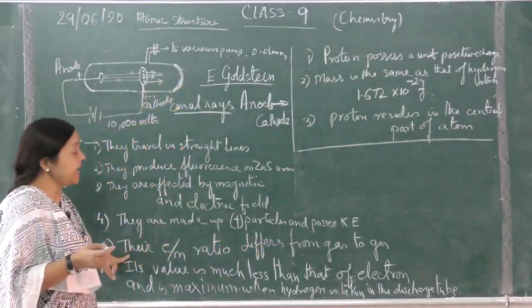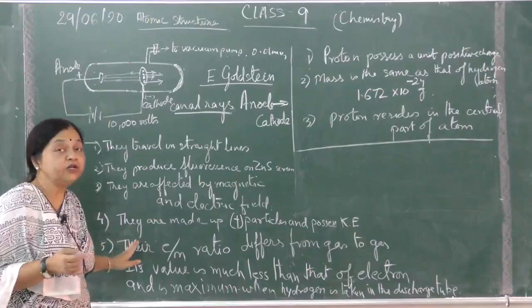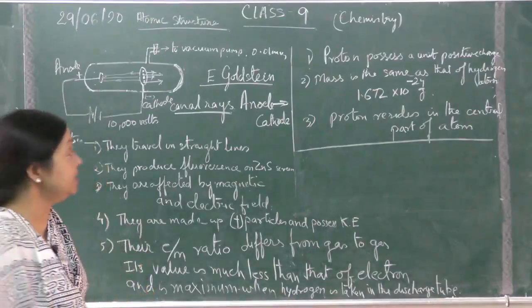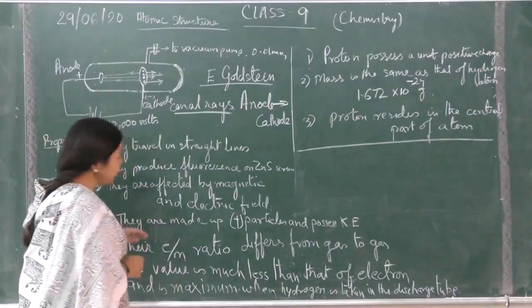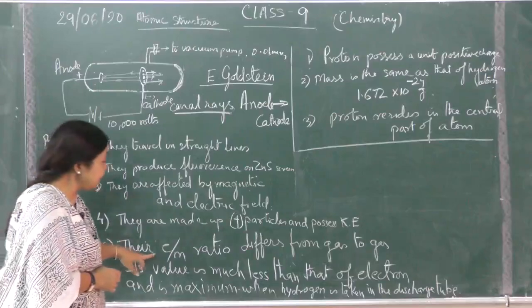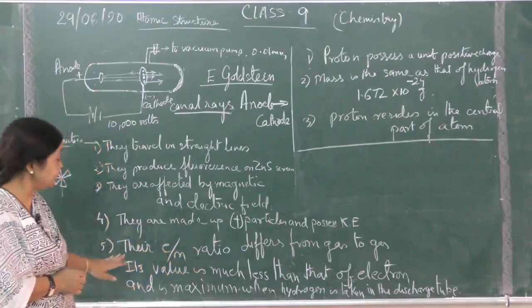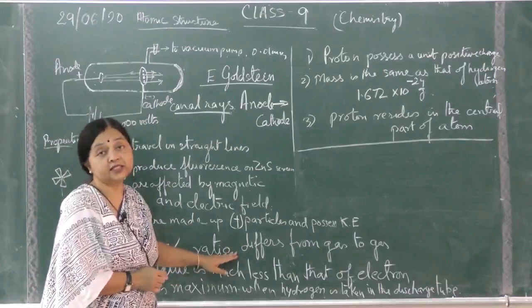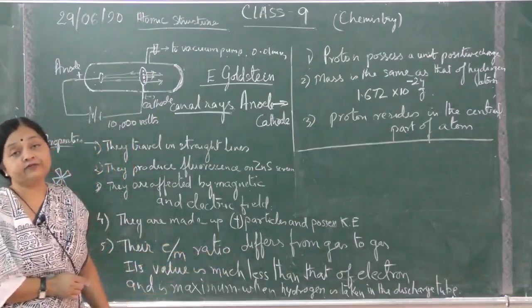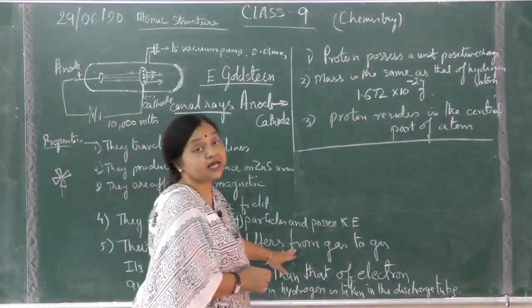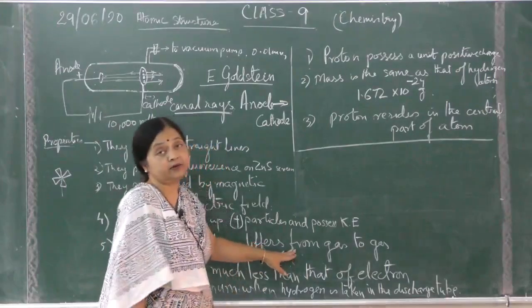Their e/m ratio is another difference. They don't produce X-rays. Electrons produced X-rays when they hit a tungsten metal, but here they don't produce X-rays and they don't ionize the gas. Their e/m, the charge by mass ratio, differs from gas to gas. Naturally, the mass is different for different gases, so the e/m ratio differs from gas to gas. These are ionized particles, remember.